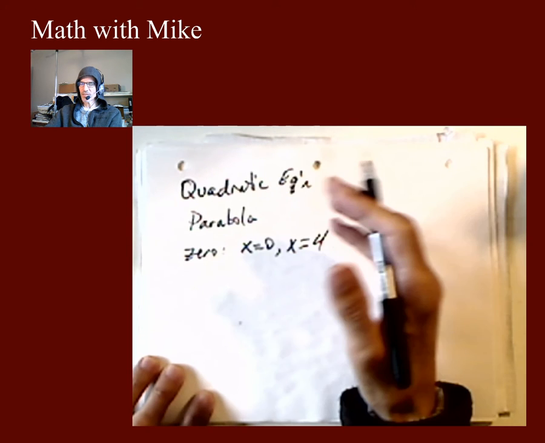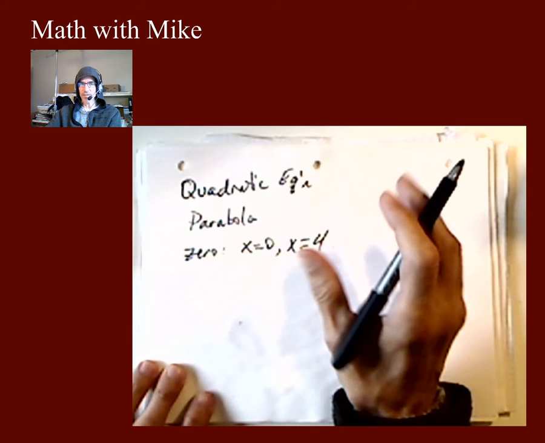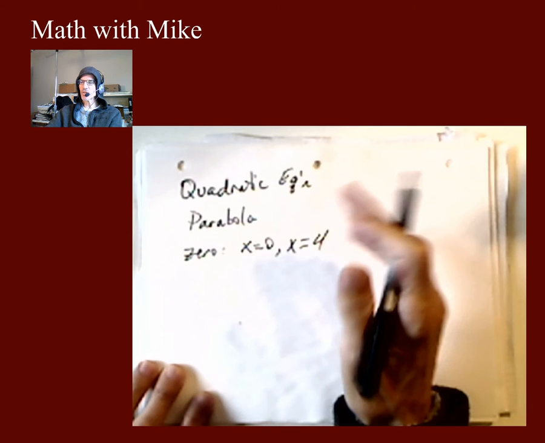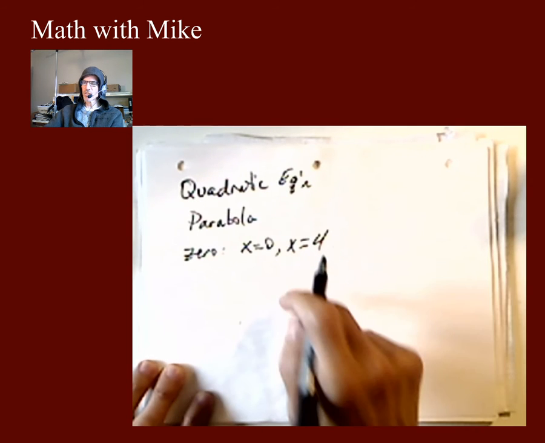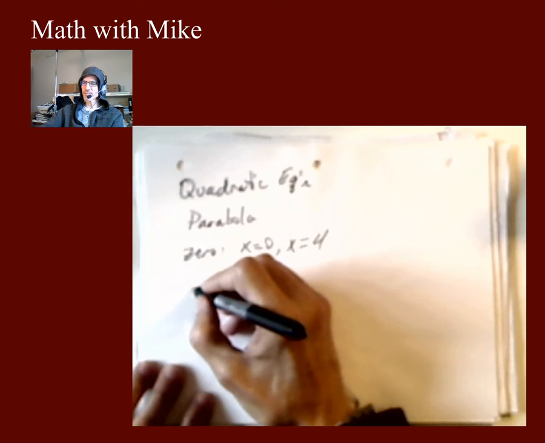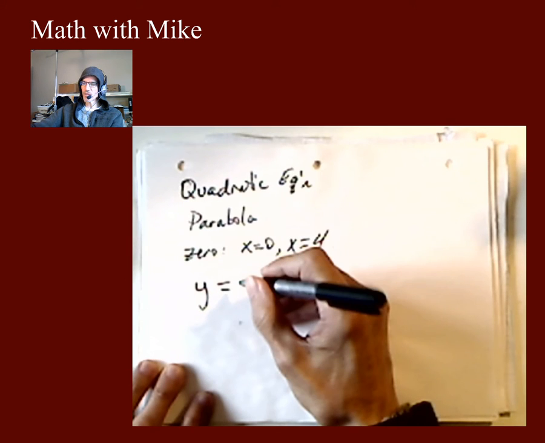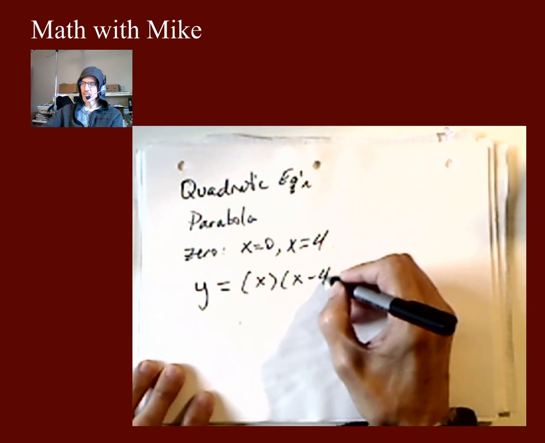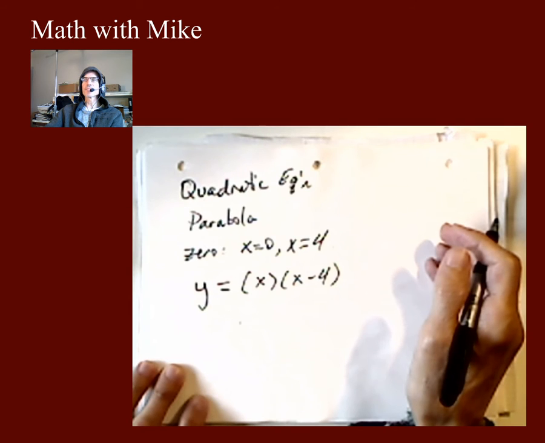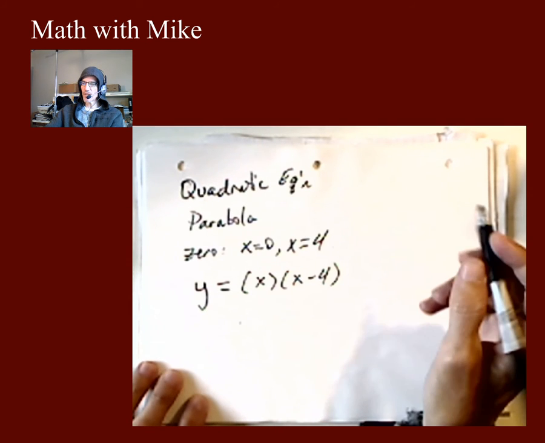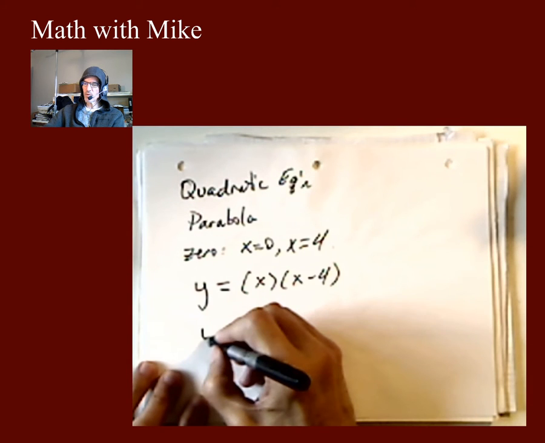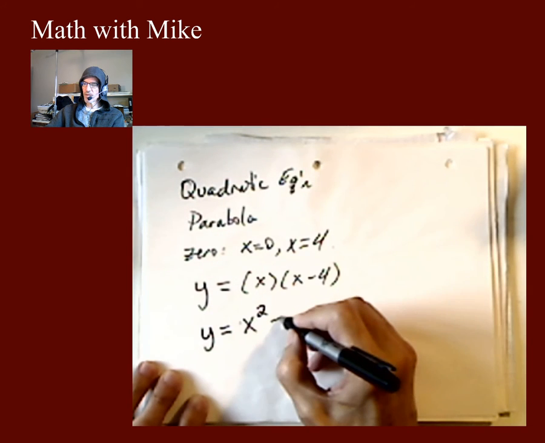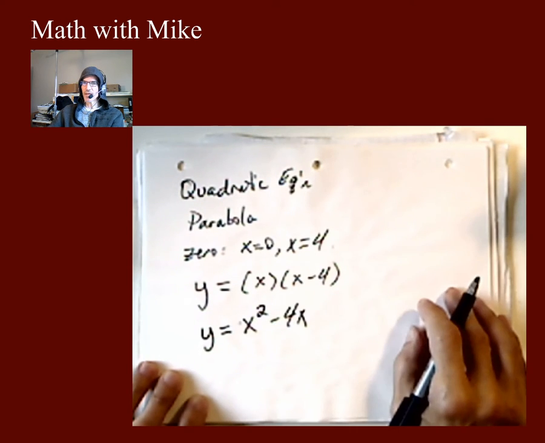If you're aware of transformations, well, there aren't any, apart from this shifting here, but no stretches or anything. So what is this equation going to look like? Well, it's going to look like this. It'll have these factors, x and x minus 4. And when you multiply this out, it will have an equation that looks like this: x squared minus 4x.